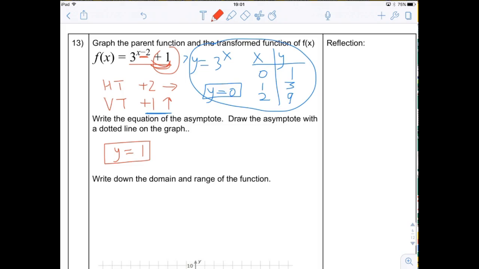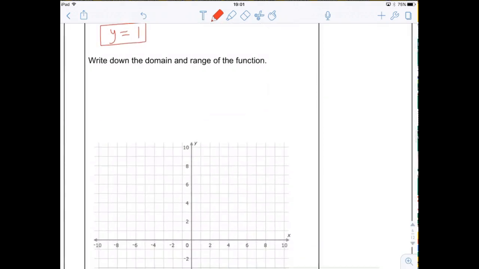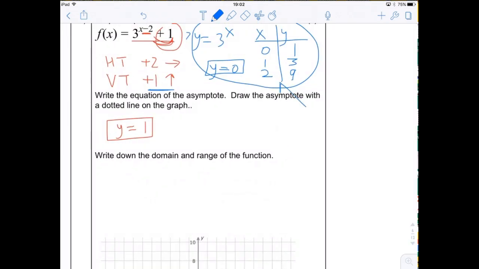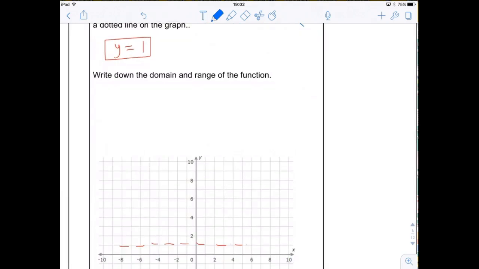Draw the asymptote with a dotted line on the graph. So the y equals 1 line is going to be here. Oh, wait a second. I didn't even draw the parent function yet. So let me draw the parent function first because I want to graph the parent function. The 3 points I'm going to graph on the parent function are 0, 1, 1, 3, and 2, 9. That's the parent function. And the parent function asymptote is y equals 0, so that's why it gets close to y equals 0. Now I'm going to do the transformed function.